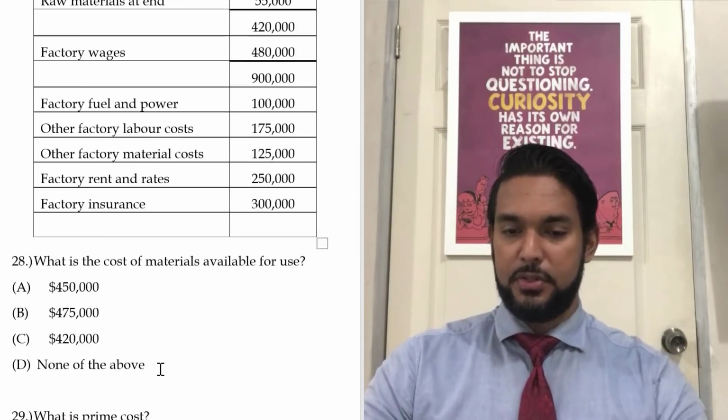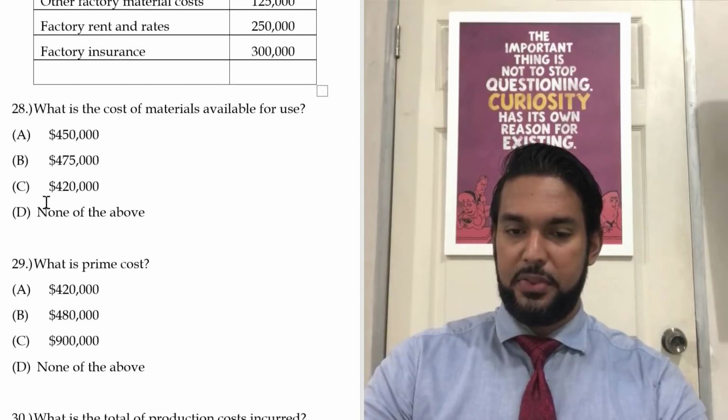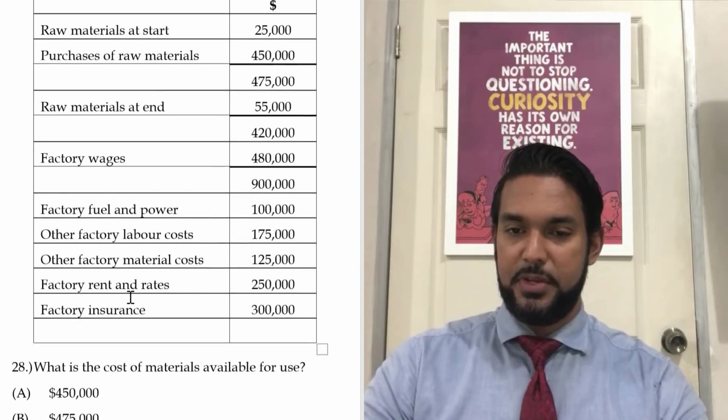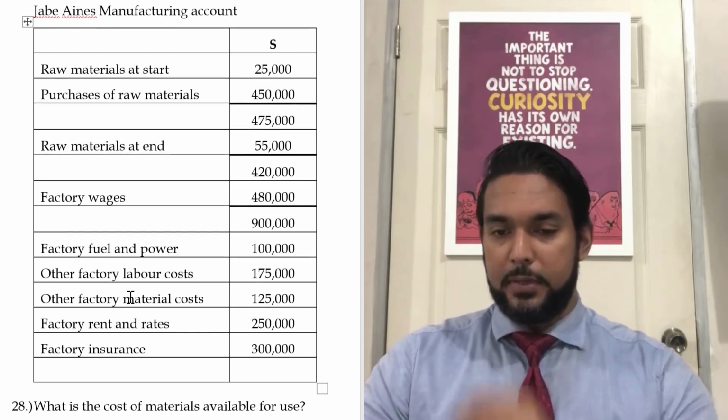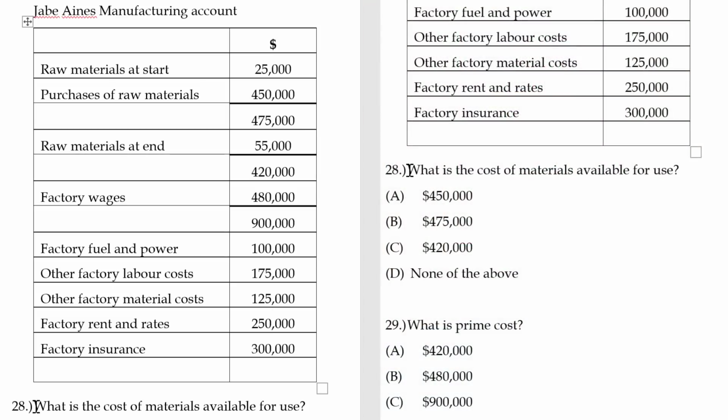Oh, yeah, so numbers 28, 29, and 30 are all based on this information here. All right, so number 28 is asking, what is the cost of materials available for use? So that's raw materials plus purchases. Well, if you had carriage you'd add that, if you had returns, you'd minus that, but you do it. So 475.